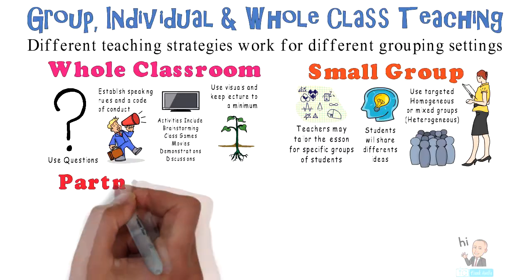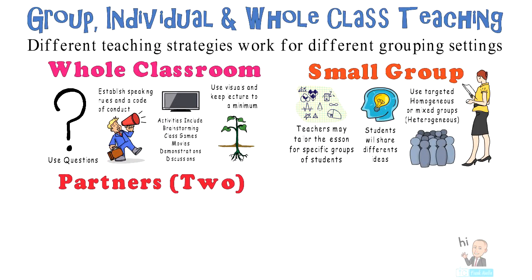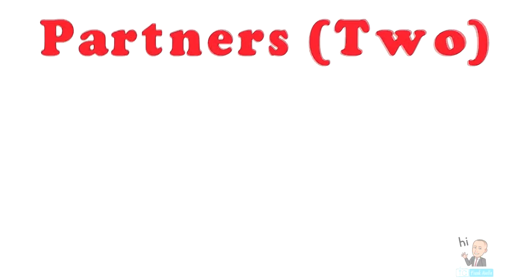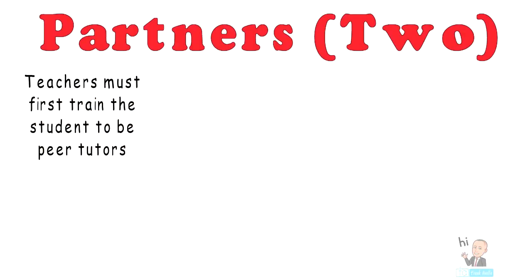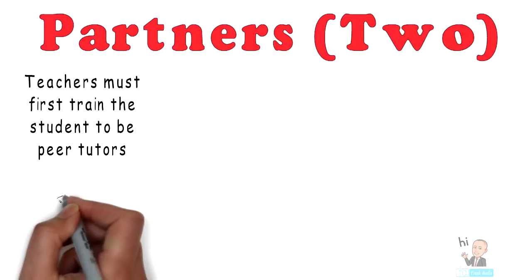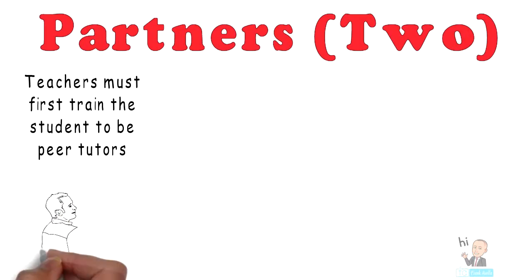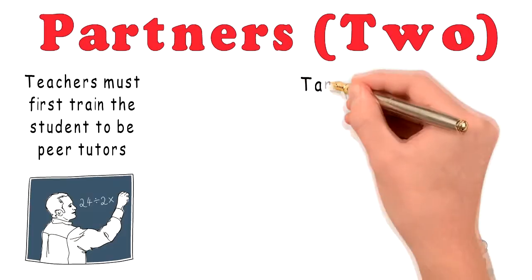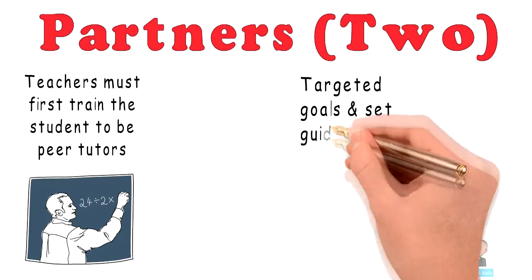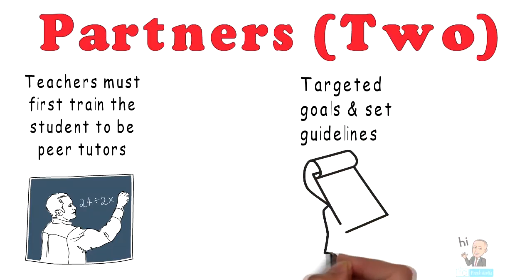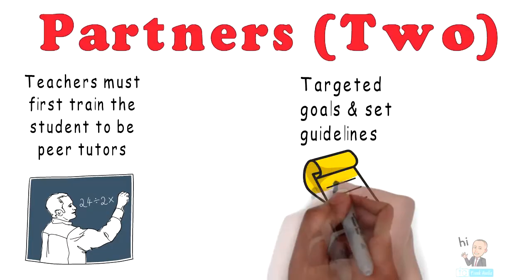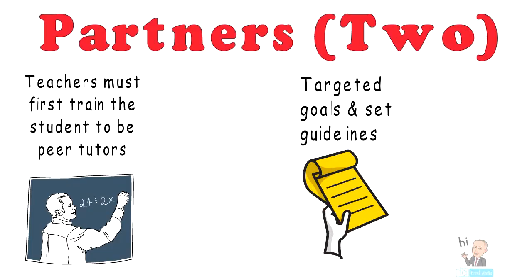Now we're going to look at partners or peer tutors. If using the peer tutoring model, teachers must first train the students to be peer tutors. This includes teaching them how to interact with their fellow students in a positive way. With peer tutors, you can have targeted goals and set guidelines. Have the tutor work with their peers until they're able to divide fractions with 90% accuracy.